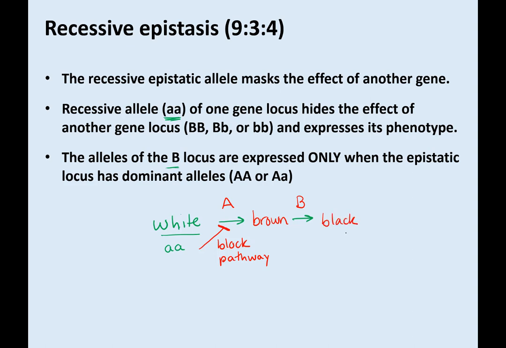So in order to get black, if you look at this backwards, you have to have at least one dominant B allele and at least one dominant A allele. And if you don't have a dominant B, you're going to be brown. And if you don't have a dominant A, in other words, if you have homozygous recessive A, you are going to have a white mouse. So that's how these pathways work.